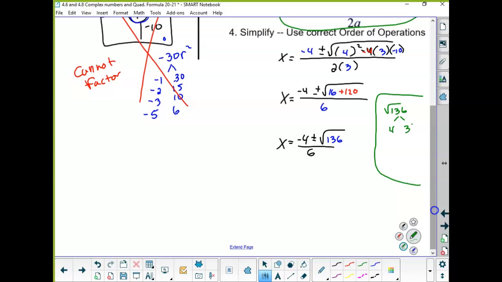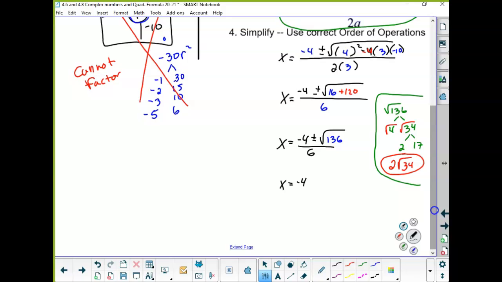Well, I know 4 goes into it, as my calculator told me. 4 times 34. And then I know that 34 is 2 times 17, and that doesn't break down. So I'm really just thinking of it as the square root of 4 times the square root of 34, which is 2 square roots of 34. So that is what the radical reduces down to. Notice how we're throwing those pieces in from geometry, just to make this easier.